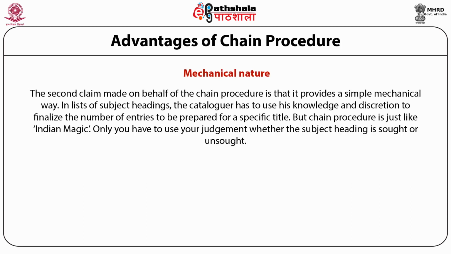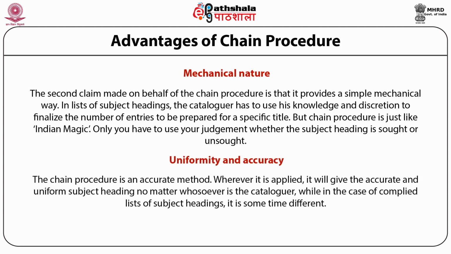Third advantage, uniformity and accuracy. The chain procedure is an accurate method. Whenever it is applied, it will give the accurate and uniform subject heading no matter whosoever is the cataloger. While in the case of compiled list of subject headings, it is sometimes different.